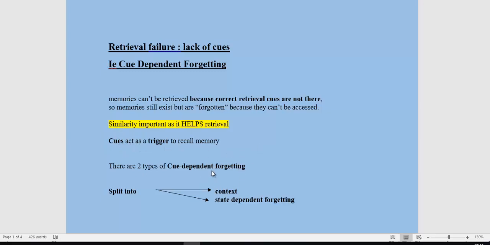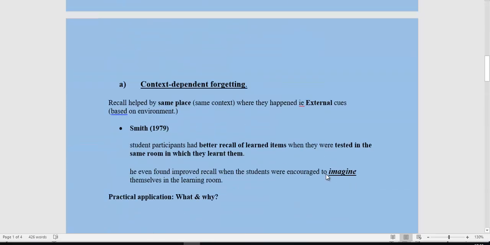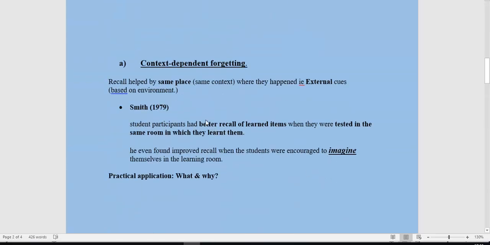There are two different types of cue dependent forgetting, split into context and state. Let's look at context first. Recall is helped by the same place, the same context where the events happened. So this relies on external cues, based on the environment. If you try to include those key terms, it's about being in the same place, therefore external cues, and based on the environment.